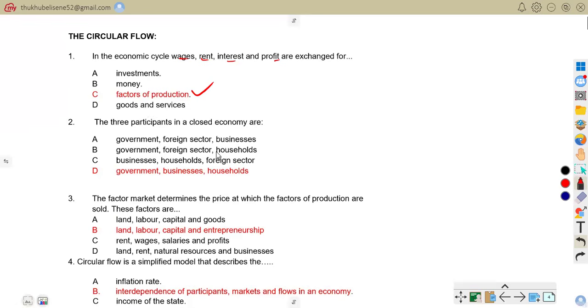land, whereby in return you get rent. Labor, in return you are going to get what? Wages. Capital, interest. Entrepreneur, profit. These are factors of production.